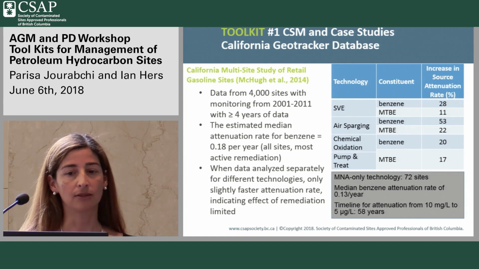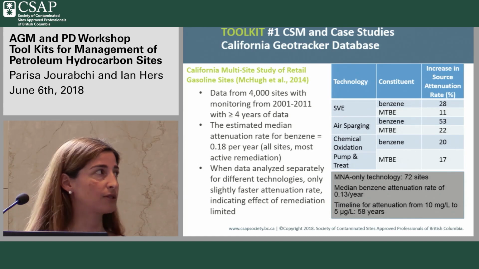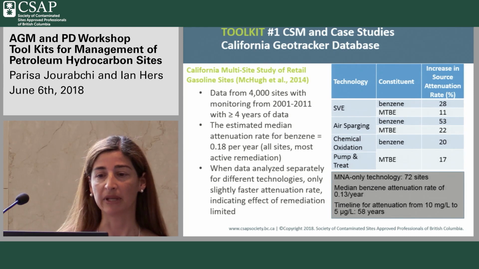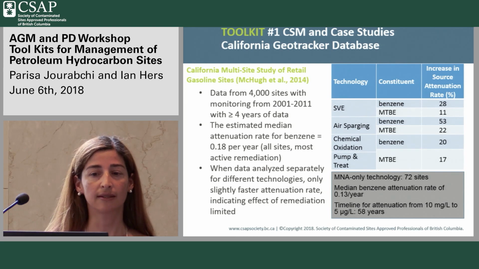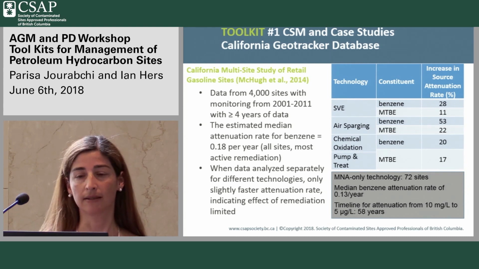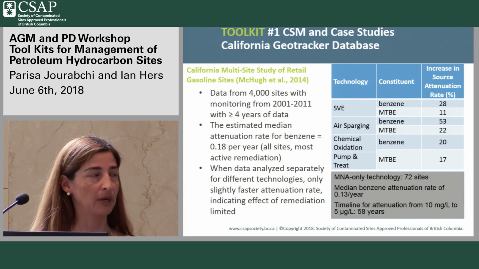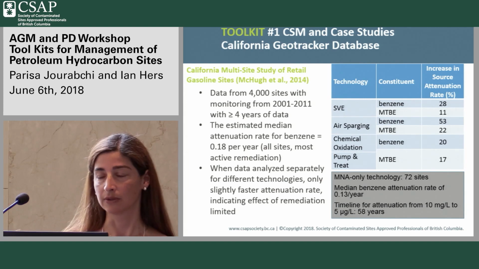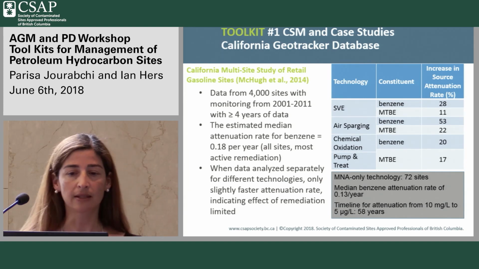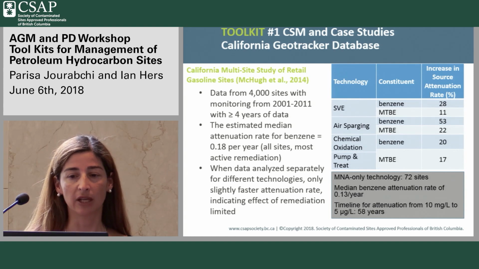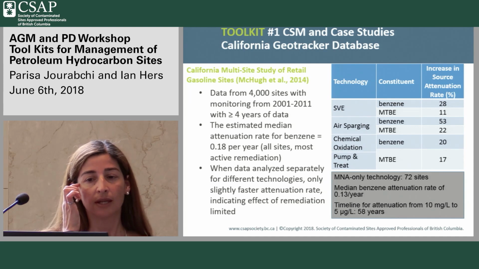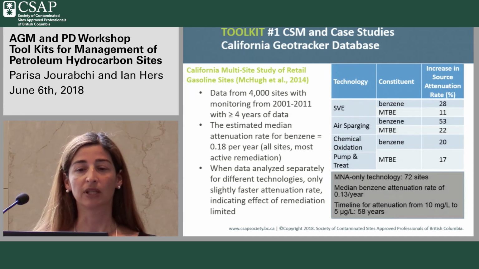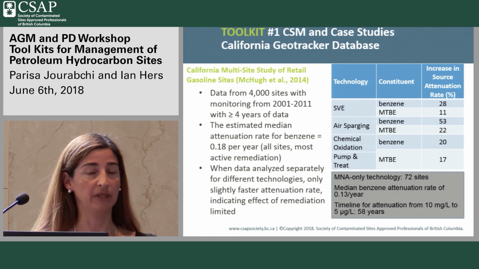We took this data set and looked at sites that had MNA only as the technology applied, and that filtered it down to 72 sites. The calculated benzene attenuation rate was 0.13, which was slightly lower, but not much lower, than the average rate for the 4,000 sites. To put that into perspective, the timeline of attenuation, starting out with a source concentration of 10 milligrams per liter to the drinking water standard of 5 micrograms per liter, would be 58 years.